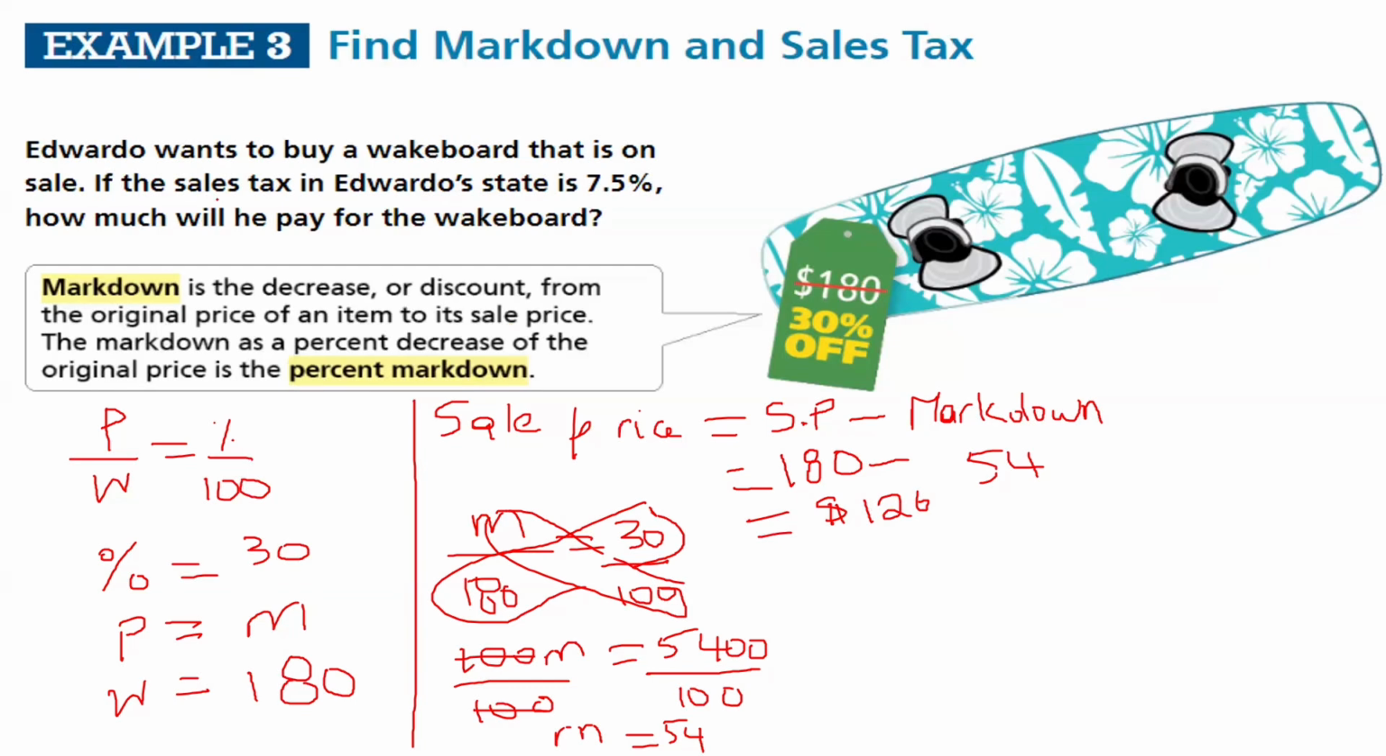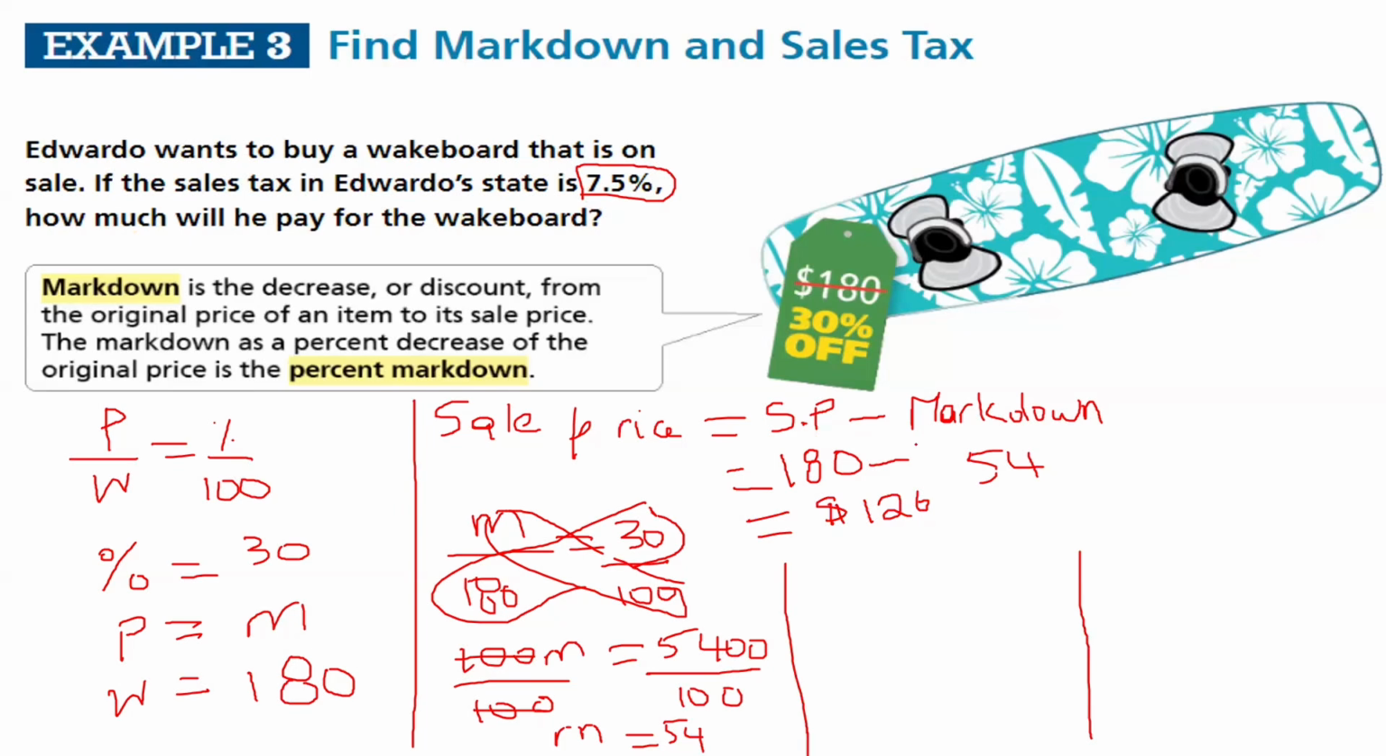So if you look back in the problem, it says Eduardo has to pay a sales tax of 7.5%. So we need to find what is 7.5% of the sale price in order for us to know how much he will pay for the wakeboard. So again, now we are going to use proportion to find the sales tax.